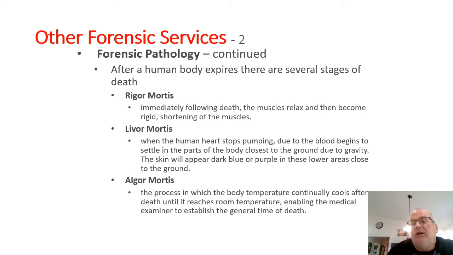This is using body temperature to determine time of death, because the body tends to cool when the heart's not beating anymore, and it will cool until it reaches, of course, room temperature, and that variation from normal body temperature, 98.6, down to whatever the room temperature is, can lead a forensic pathologist through extrapolation to determine the time of death.